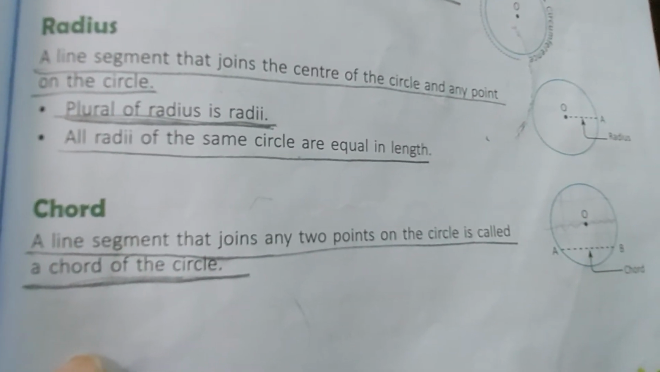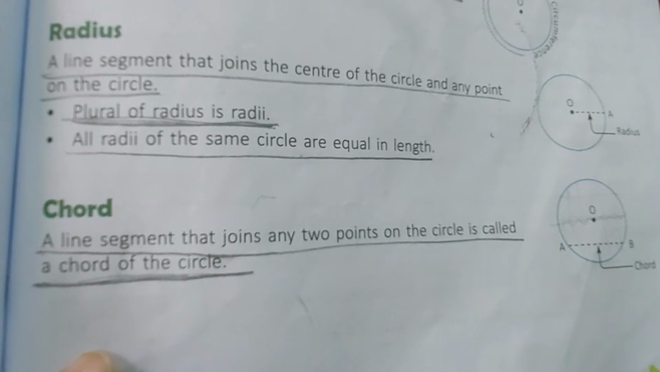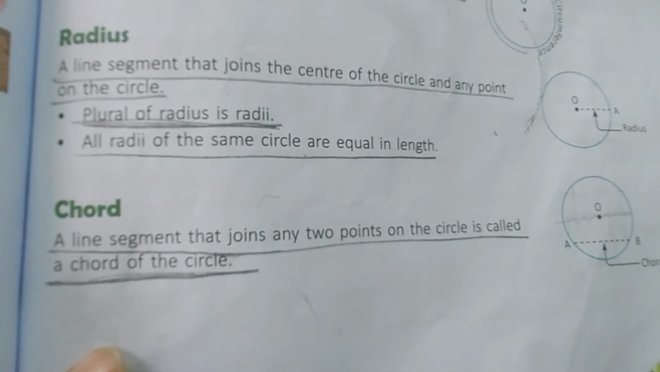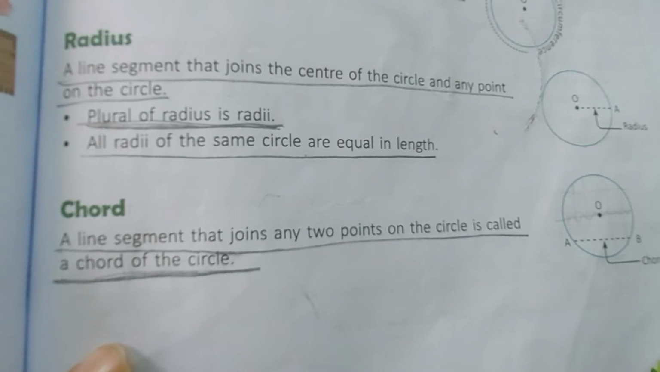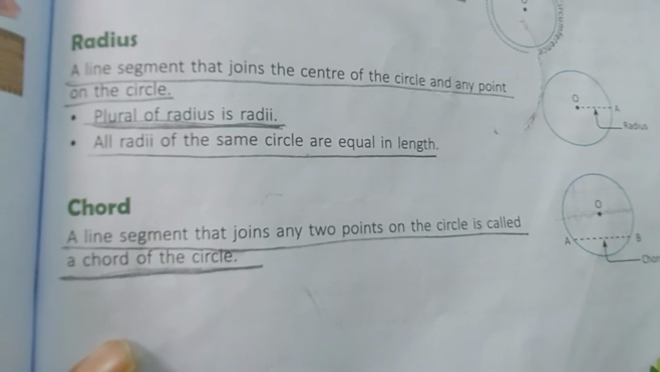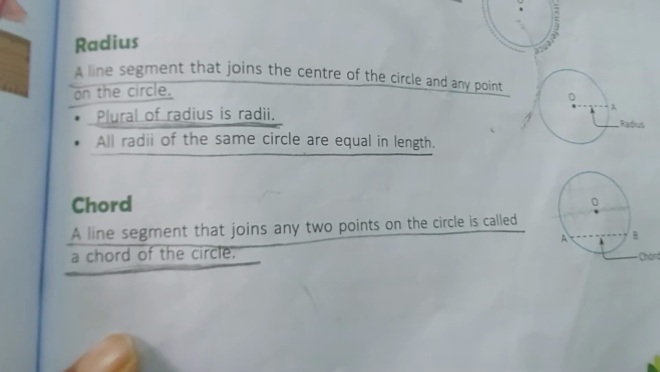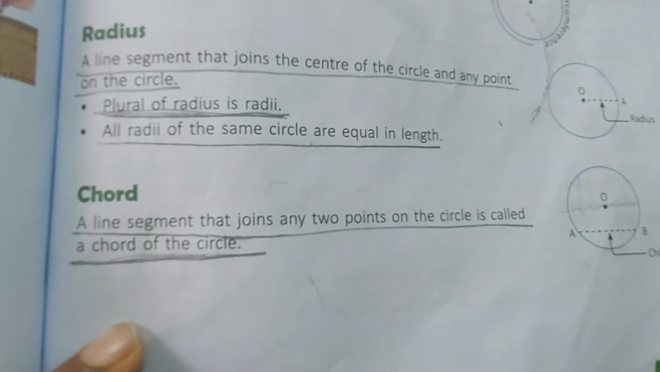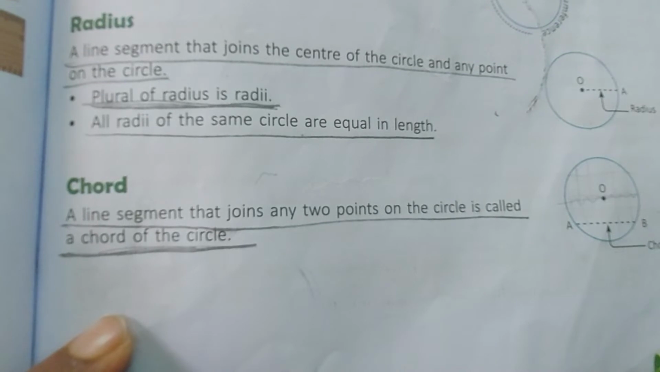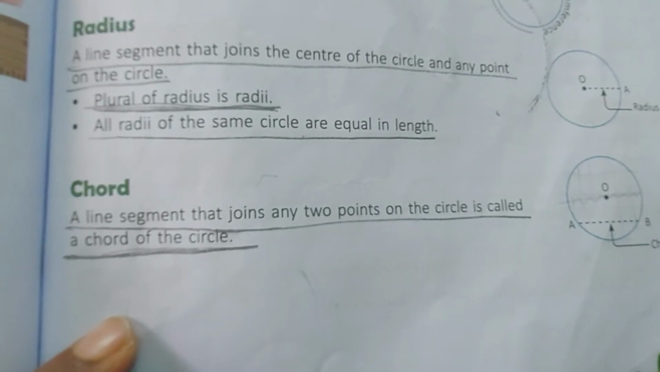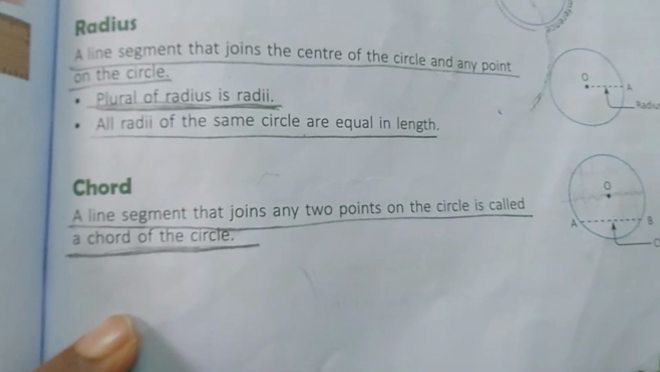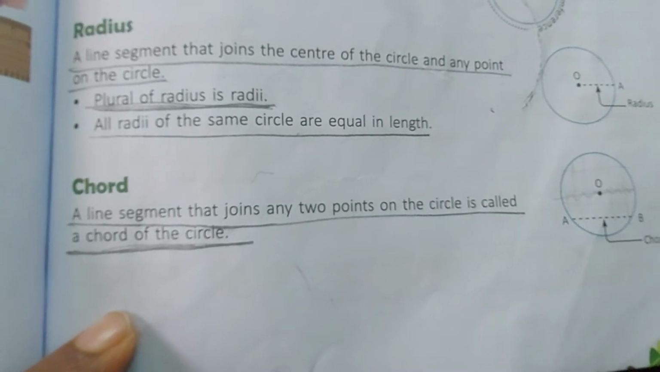Radius is a line segment that joins the center of the circle and any point which is on the circle. And all radii of the same circle are equal in length. Next term is chord. A line segment that joins any 2 points on the circle is called a chord.